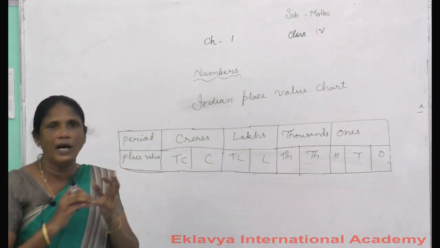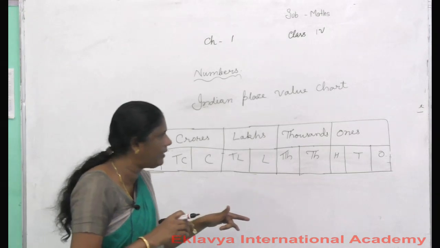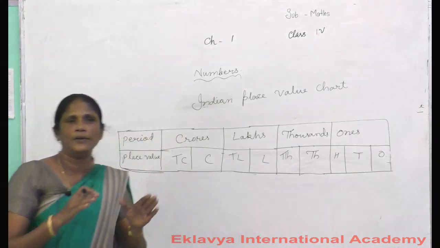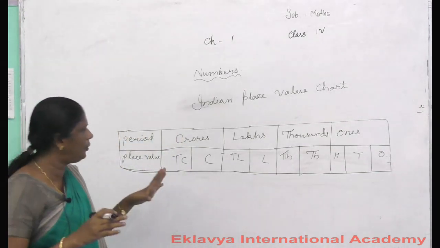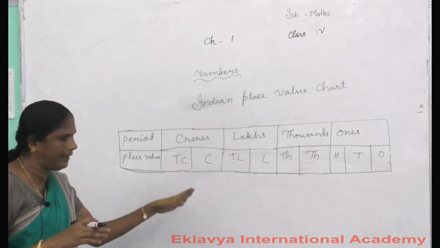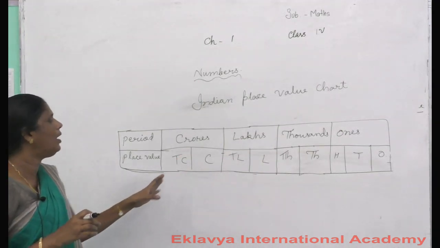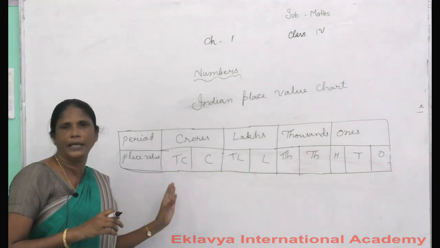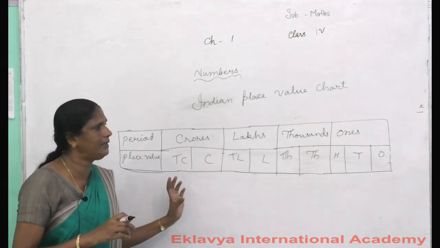Again say ones, tens, hundreds, then put a comma. Thousand, 10,000, then put a comma. Lakh, 10 lakh, then we put a comma. Crore and 10 crore. Understand it?